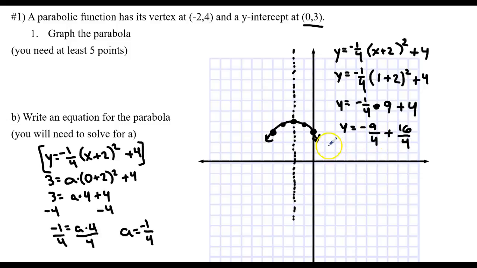You could also do this on your calculator if you want, but be careful with the order of operations. Make sure your answer makes sense, and your points make sense. So negative 9 fourths plus 16 fourths is y equals 7 fourths. That's really 1.75. So when x is 1, y is 1.75, which is about right there, and pretty much lines up well with what we already had. So that's a second way you can find a point. You can find any point that way, so no excuses.